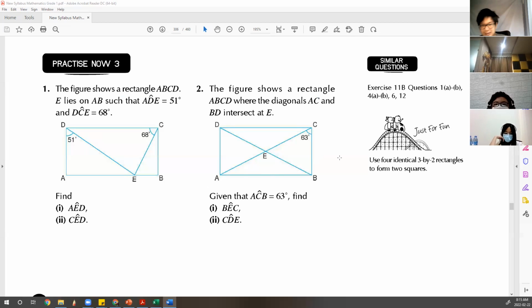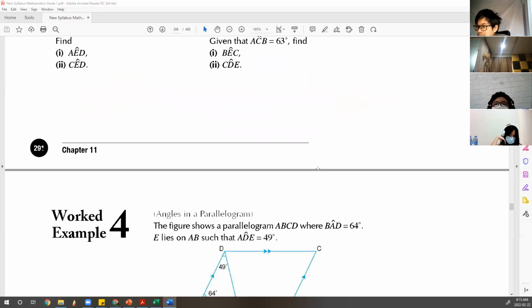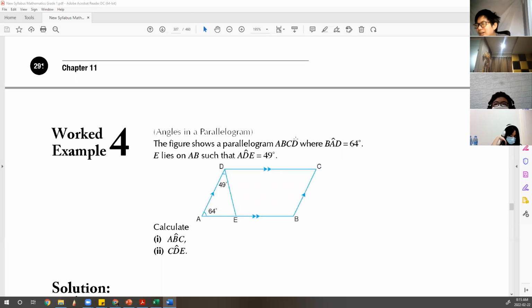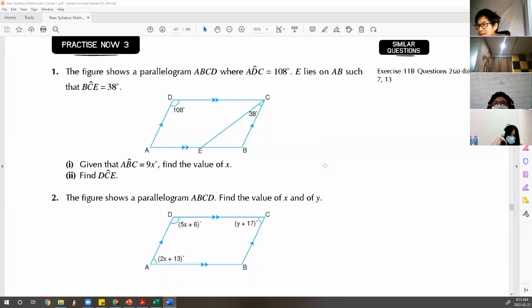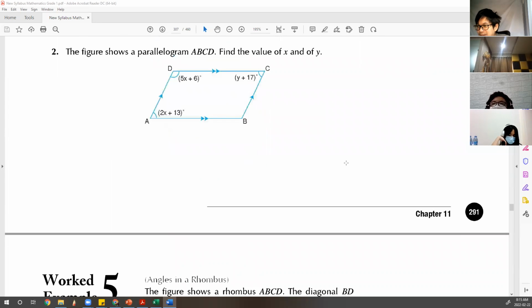Okay, next. Oh, parallelogram. Make sure that parallelogram is very, very complicated. Okay, oh, we have so much space here. Nice.